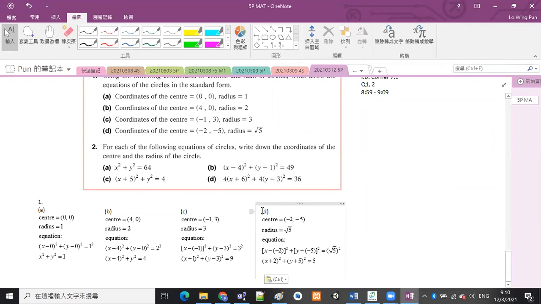Okay, let's check the answers. For question number 1, we are going to find the equation of the circle. In each part, the coordinates of the center and the length of the radius are directly given to you. So you can just write down the information about the center and the radius, and then use the formula to write down the equation of the circle, and just simplify the calculation inside the brackets and calculate the square number on the right hand side. It's okay for question number 1.